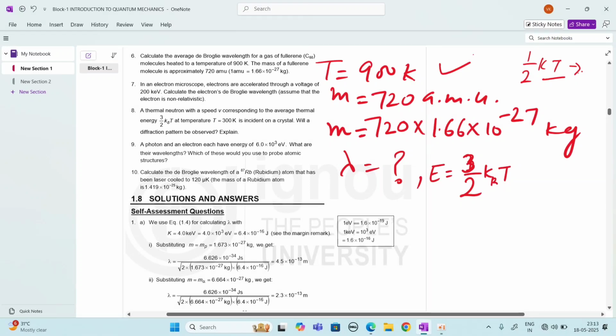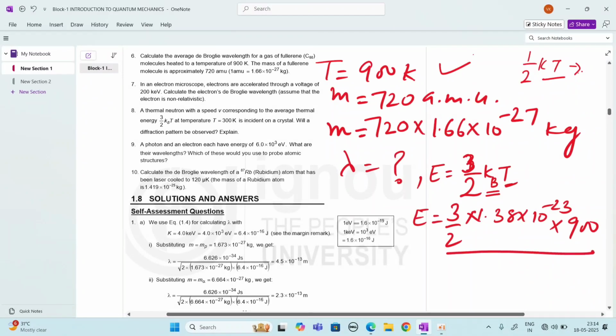Small k_B. k_B is the Boltzmann constant, and its value is 1.38 into 10 to the power minus 23 joule per Kelvin, and 3/2, and T temperature is 900 Kelvin. So here we can calculate the energy, and we will use this energy to calculate de Broglie wavelength h/√(2mE). So by substituting the value of energy, Planck's constant, and mass that is already given, we can easily calculate the de Broglie wavelength.